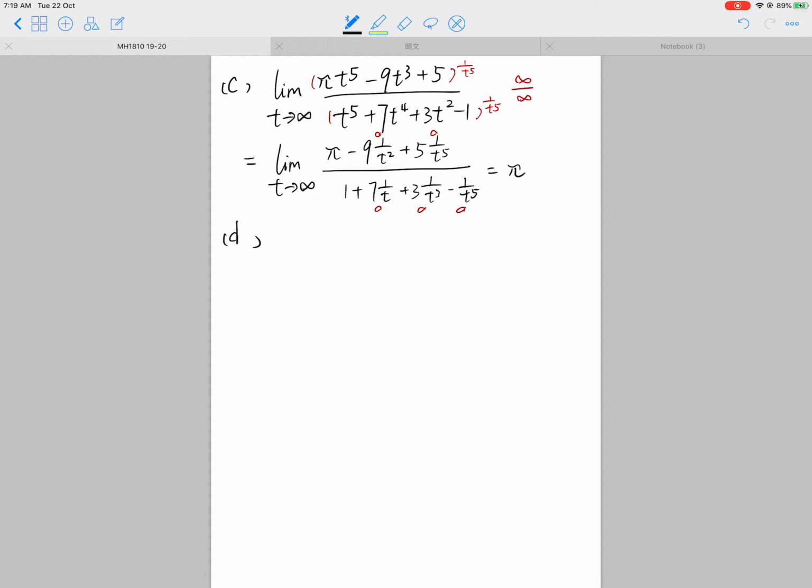Part D. Limit of x squared e to the power of x when x is approaching negative infinity.